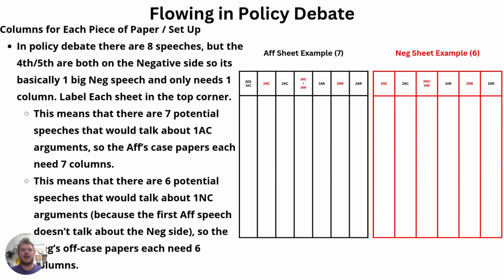So here's an example of what your flows might look like if you draw the columns and label the top of each piece of paper with what the speech is in policy debate. There are 8 speeches, but the fourth and the fifth speech are the negative block, the second negative constructive and first negative rebuttal. So it's basically one gigantic neg speech, and therefore it only needs one column, especially because those 2 speeches aren't going to, or at least shouldn't, talk about the same arguments, like repeating each other.